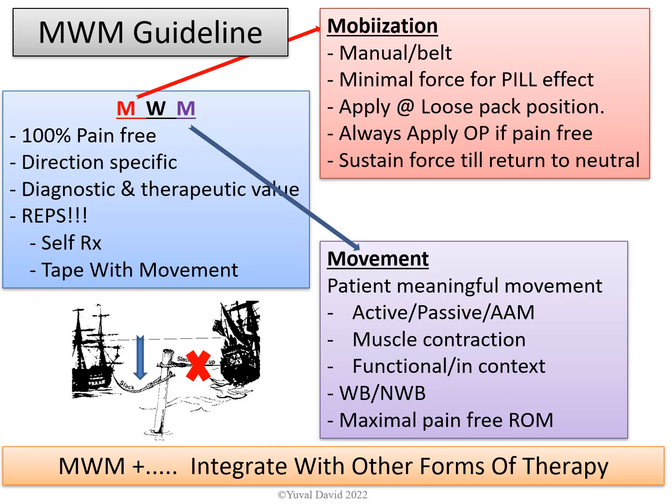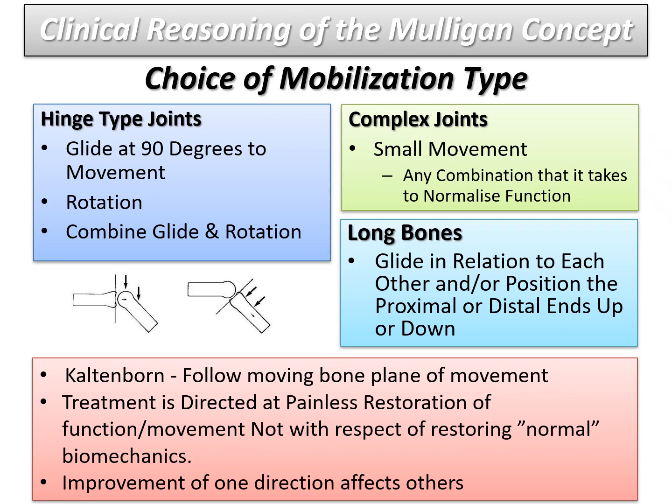The first step in using MWM is to decide on the type of MWM. This depends on the type of joint we aim to mobilize or aim to create an effect on. The main MWMs are glides in all directions and rotation. In hinge-type joints, such as the wrist, elbow, knee, and others, we first apply external force at 90 degrees to the physiological direction of movement, i.e., lateral or medial glide. If no change is achieved, we can try to mobilize into rotation.